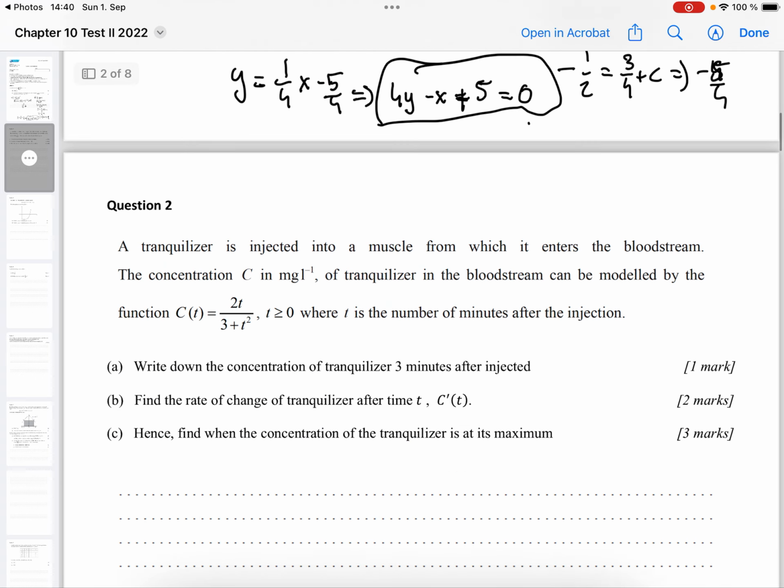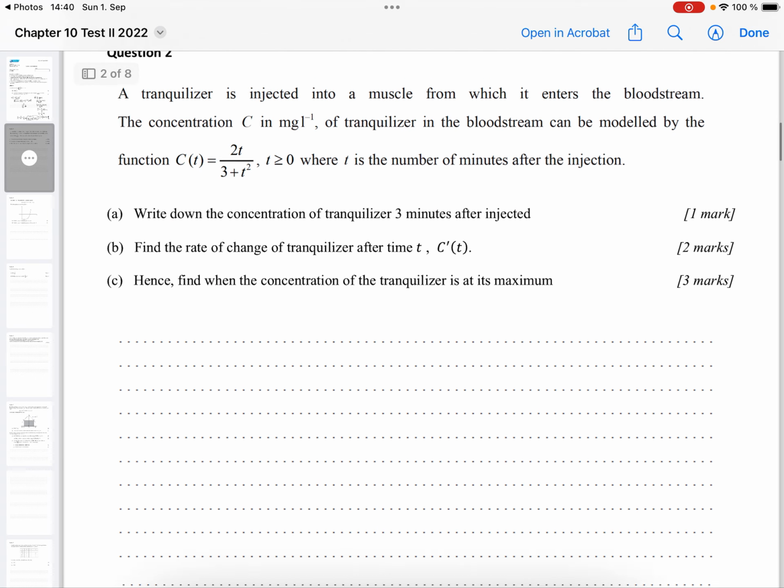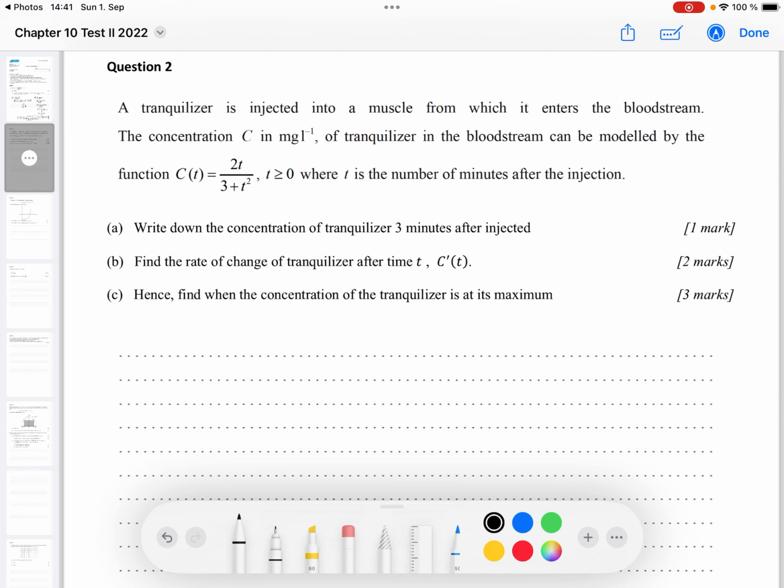Let's move on to the next question now. Question 2 says a tranquilizer is injected into a muscle from which it enters the bloodstream. The concentration C in milligrams per liter of the tranquilizer in the bloodstream can be modeled by the function C of t equals 2t over 3 plus t squared, where t is greater than or equal to 0, and t is the number of minutes after injection.